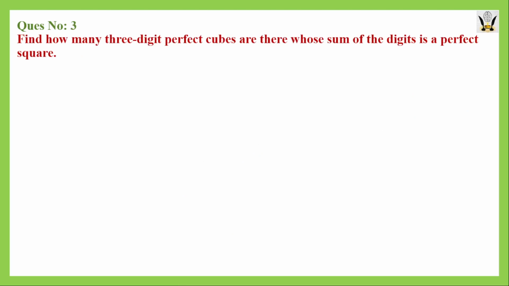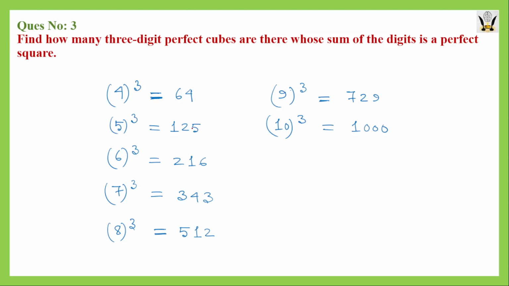Now the next one, here we need to find how many 3-digit perfect cubes are there whose sum of the digits is a perfect square. Now these are the possibilities where 4 cube is 64, so this is not a 3-digit number, this is a 2-digit number. And 5 cube is 125, so our counting starts from here. Then 6 cube 216 applicable, 7 cube 343 a 3-digit number, 8 cube, 9 cube all are applicable, so till this value it is applicable.